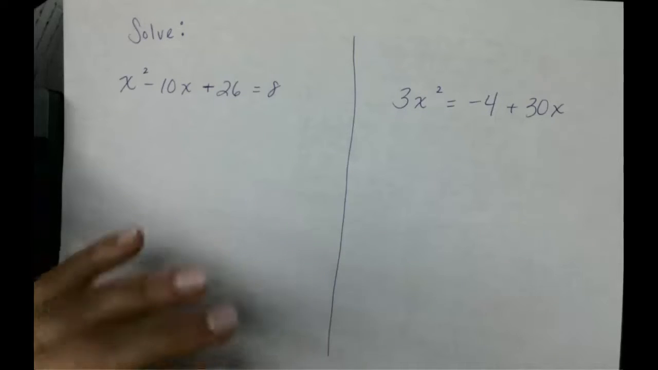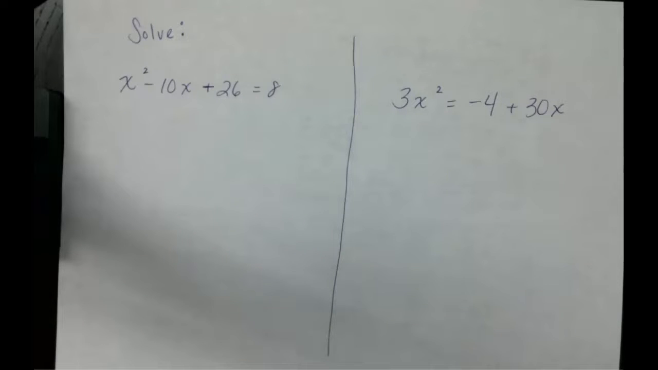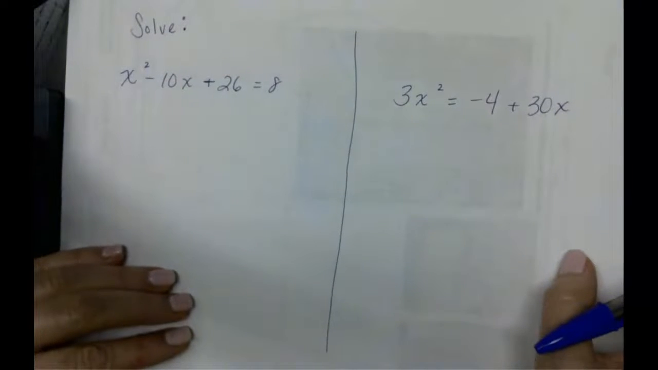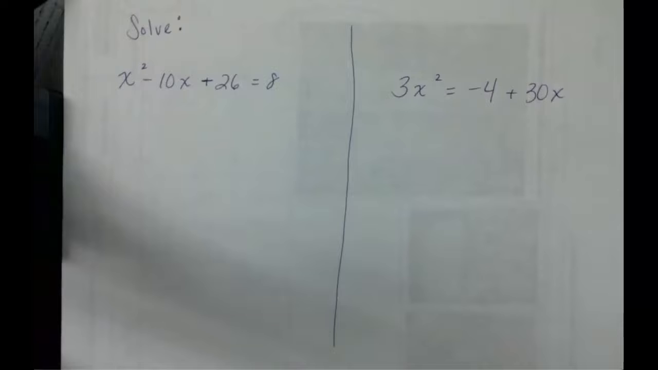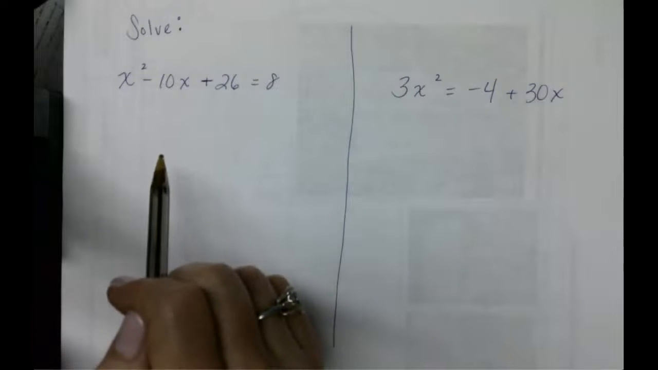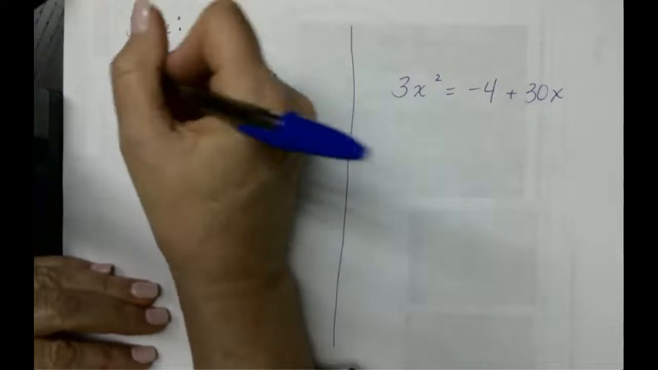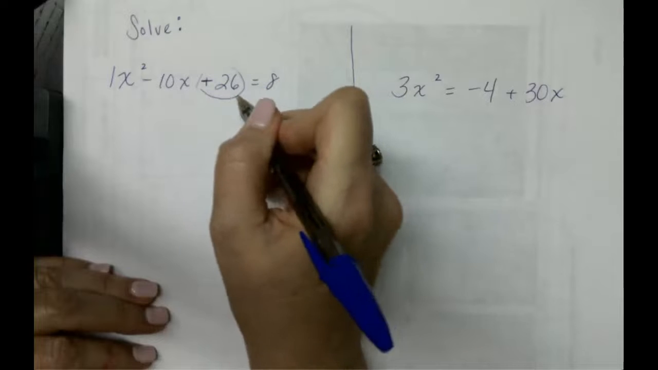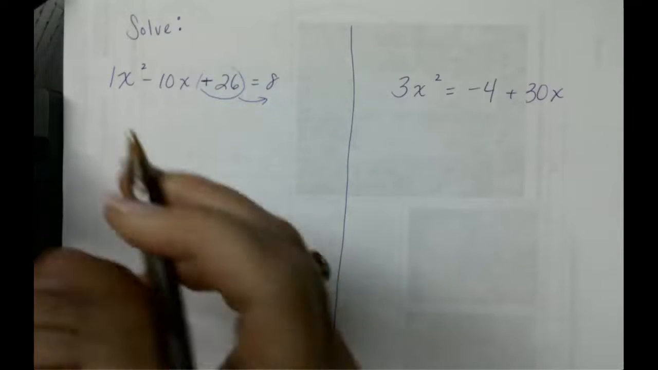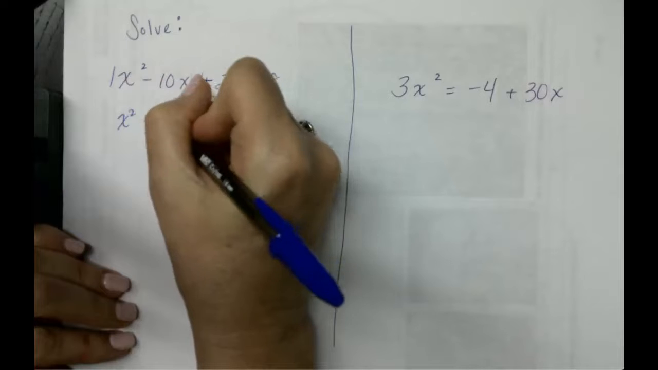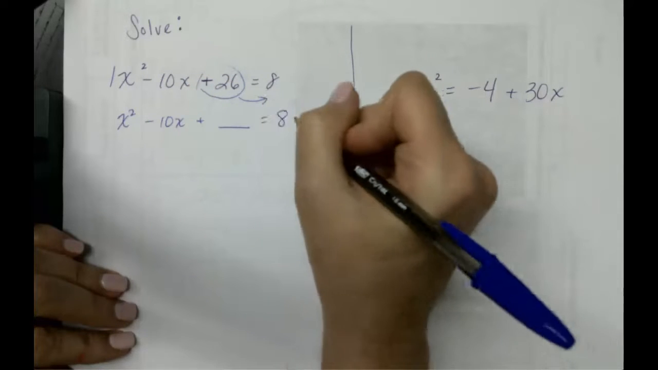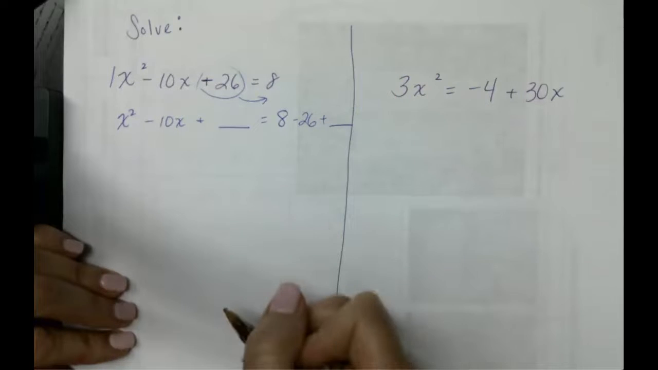Last two problems are solve problems, and when we solve, we're going to factor or complete the square. And neither of these are going to be factorable, but we are going to be able to complete the square with both. So the first one is a simple one. First of all, we have a 1 up front. That's critical. So our next step would be to get those constants all on the right-hand side. So we end up with x squared minus 10x plus a blank equals 8 minus 26 plus that blank.